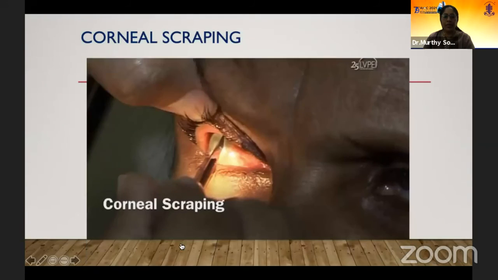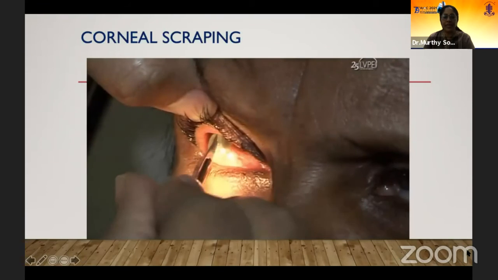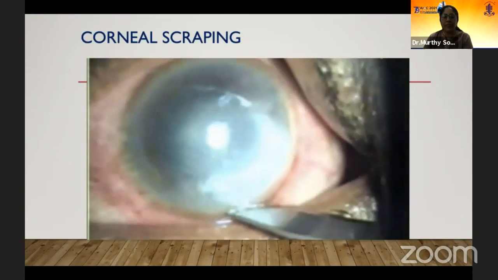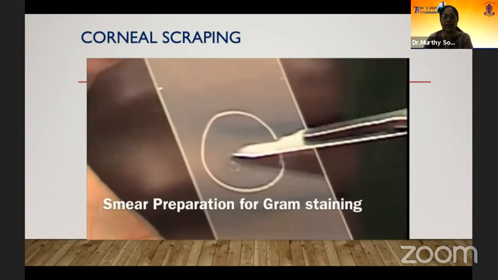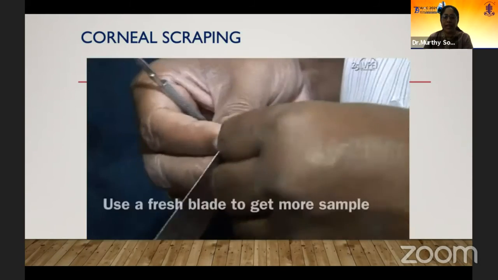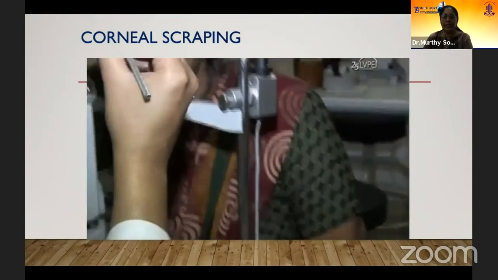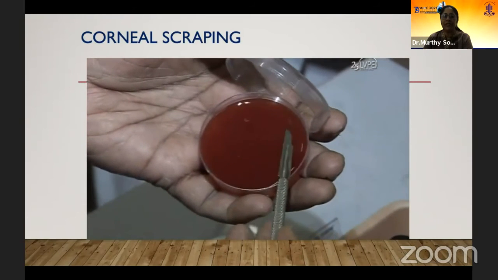So I'll quickly go through how to do the scraping. The idea is after topical anesthesia, we need to very carefully, we can do this on the slit lamp also, scrape from the active edges of the lesion. And most of the time the patients can cooperate very well, but we always keep our code blue kit ready and on standby. And for KOH, we just simply put it on the slide. And then we take some more slides for Gram and sometimes Giemsa, and if you have suspicion for acid fast.